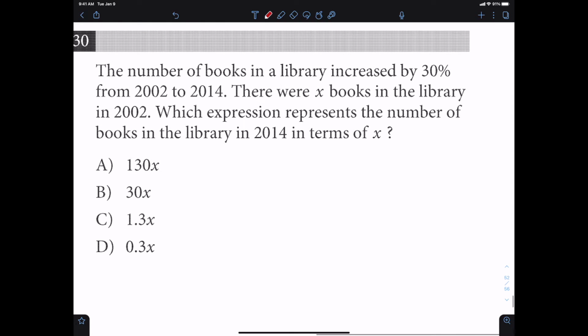The number of books in a library increased by 30% from 2002 to 2014. There were X books in the library in 2002. Which expression represents the number of books in the library in 2014 in terms of X? Well, we're just increasing it by 30%, and to increase by 30%, we just multiply by 1.3. So the answer is C.